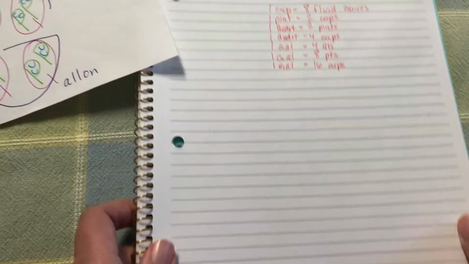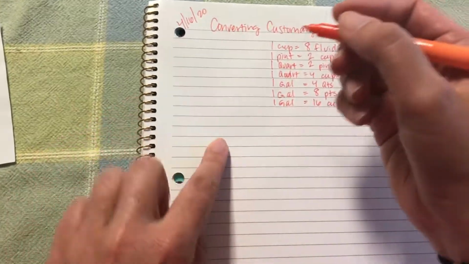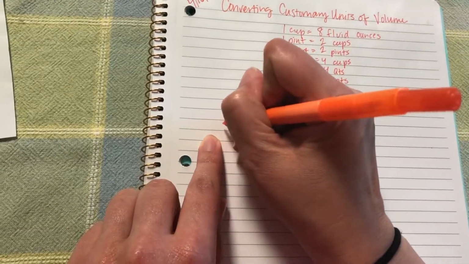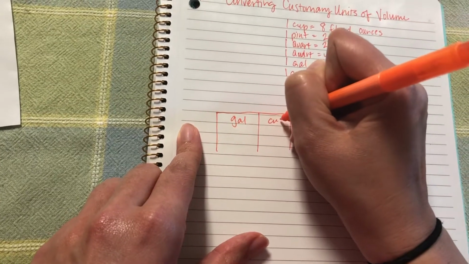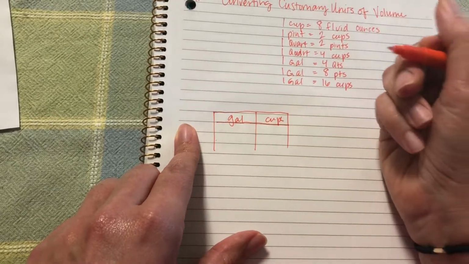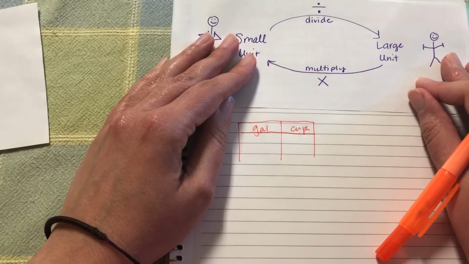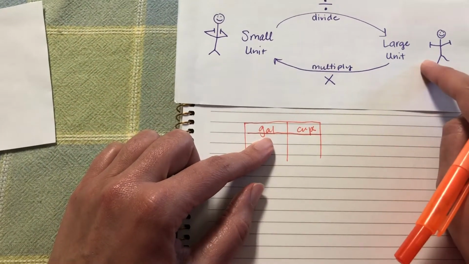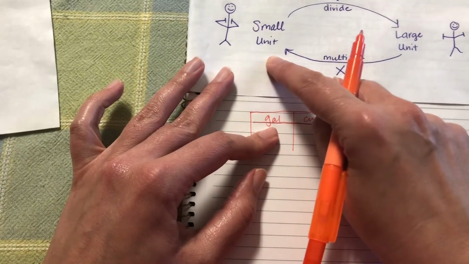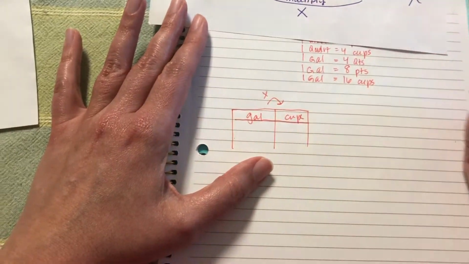All right. So let's go ahead and do some conversions. We're going to start by making some charts, kind of like we did with converting length. I'm going to start with gallons to cups. The same works for liquid units as well, or volume. A gallon is a large unit, and for converting it to a small unit, that means we are going to multiply. So the next question is, what are we going to multiply by?